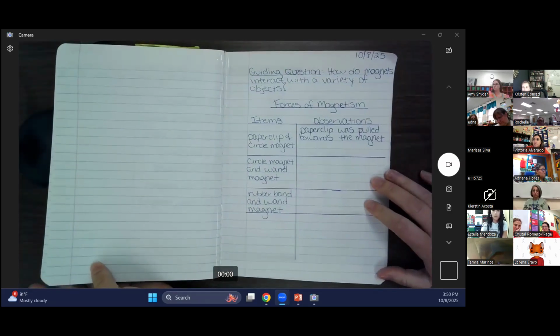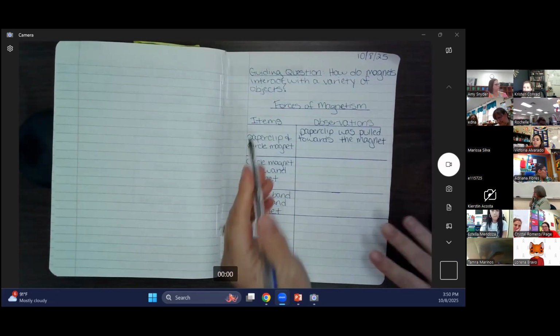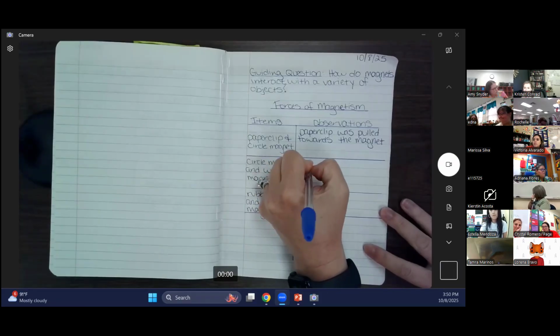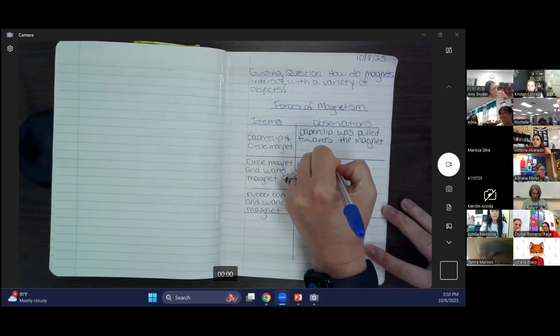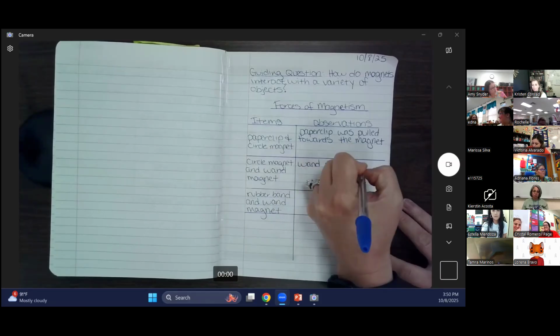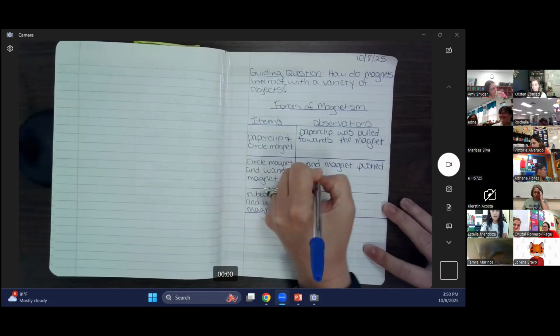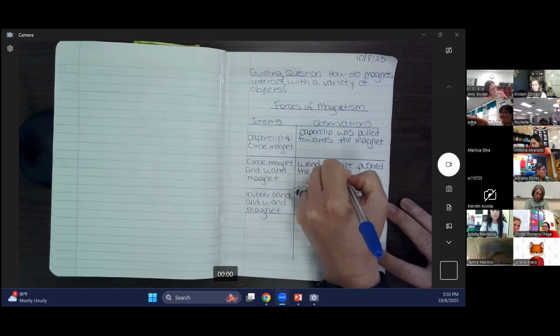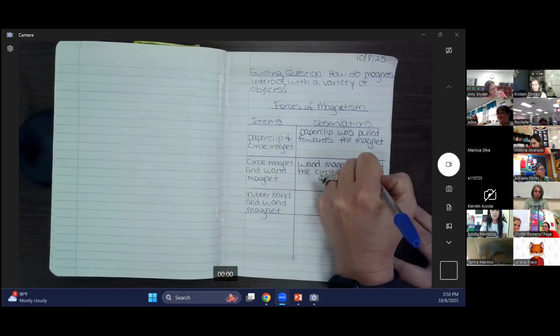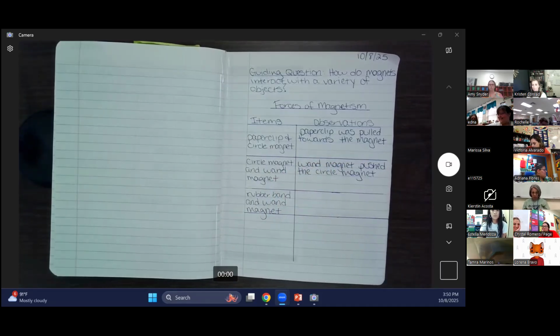So I have circle magnet, wand magnet. My wand magnet pushed the circle magnet. All right, we're doing good. We're on the right track.